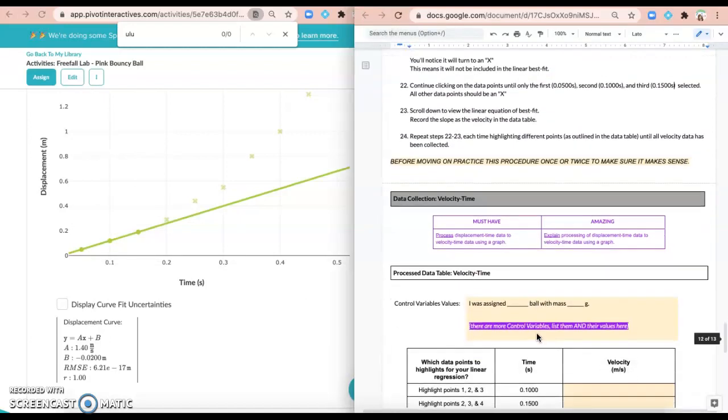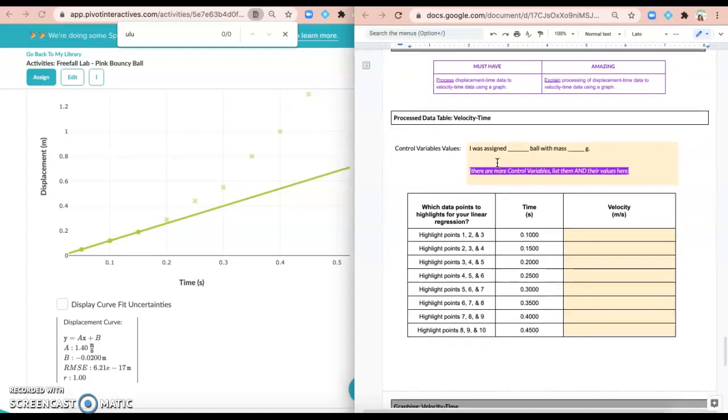I'm going to scroll down to my data table. Of course, you would have already filled in your control variables, copied them from Ball Lab Part 2, all that good stuff. But I'm looking at the first 3 points highlighted. And I'm going to record my velocity, my slope, 1.40 meters per second. Remember, you don't have to write the units in the data table itself because they're already in the column header.